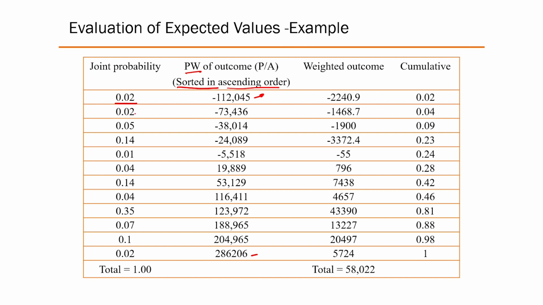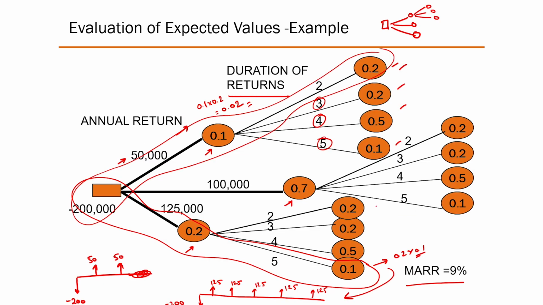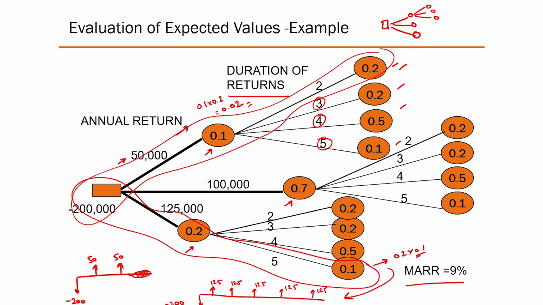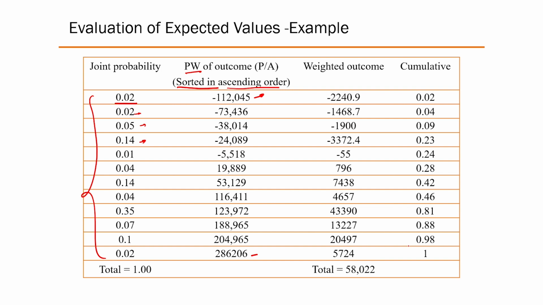This corresponding probability will come anyhow, so it does not have to follow. This particular column is not exactly in the same order as this one. That's what I am implying. Now, if you want to take the weighted outcome, you can still simply multiply this column with this, and you will get these values. So that's not a problem.